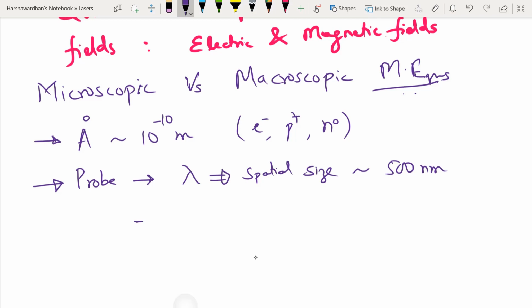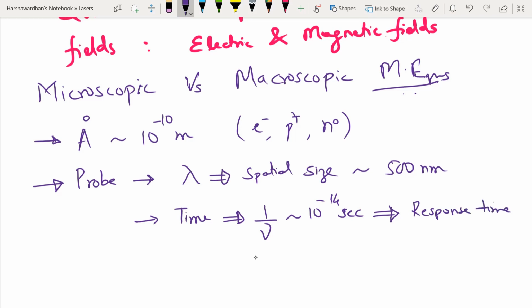On the other hand, we have a notion of a time scale. If you look at time, then it is essentially given by the inverse of the frequency. This, as you know, is 10 to the power of minus 14 seconds. This is the time scale that we do not resolve in our measurements. The time scale essentially is governed by the response time of the detector. Response time could vary from, let's say, milliseconds, to microseconds, or it could be in nanoseconds.